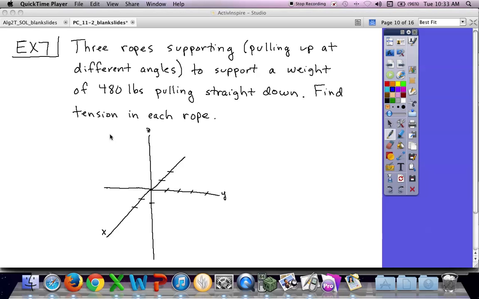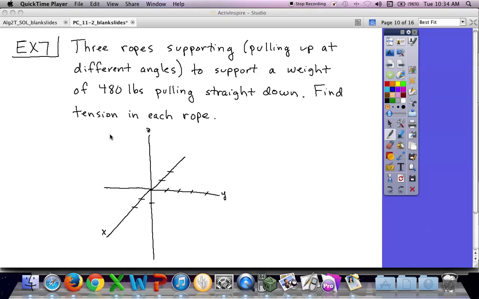Okay. So in this problem, there's like 4, this is on 4 different slides. This is the last example, but I'm just trying to give you as much detail as I can. It says 3 ropes are supporting, meaning they're pulling up at different angles to support a weight of 480 pounds, which is pulling down, right? So if you can picture, 3 ropes are pulling up, all at different angles, and then in the middle of that, there's a weight pulling down, which is 480 pounds. Now, the book in the example gives us the endpoints of the ropes in question.